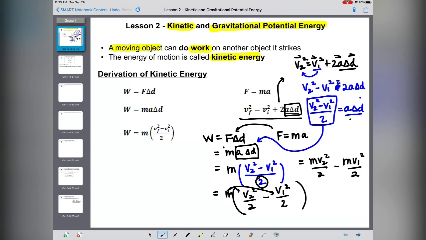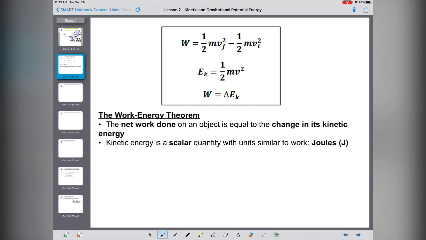And sometimes, depending on which teacher you have, right? Sometimes it can also be written as 1/2 mv2 squared minus 1/2 mv1 squared. So this is the deriving of the kinetic energy equation. So the final speed squared times the mass half, minus the initial speed half. Okay? And this is where it comes from.